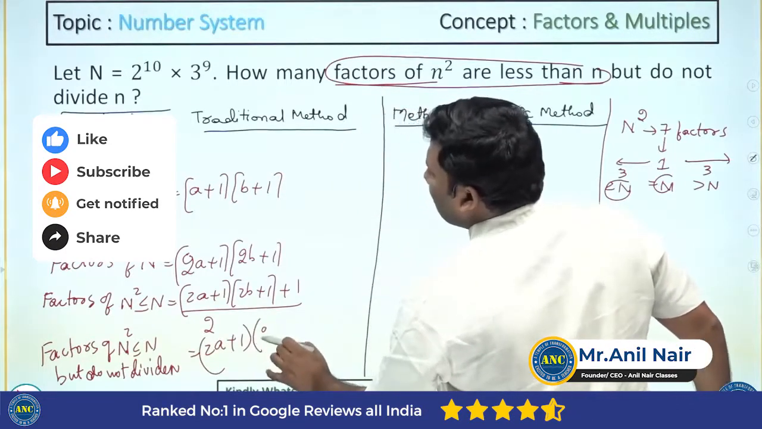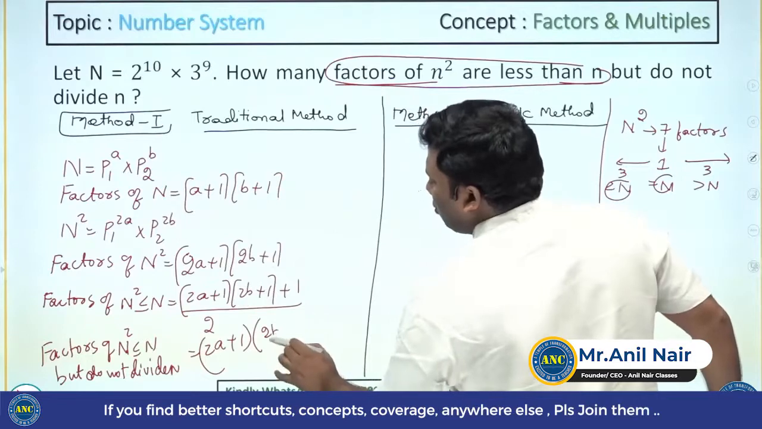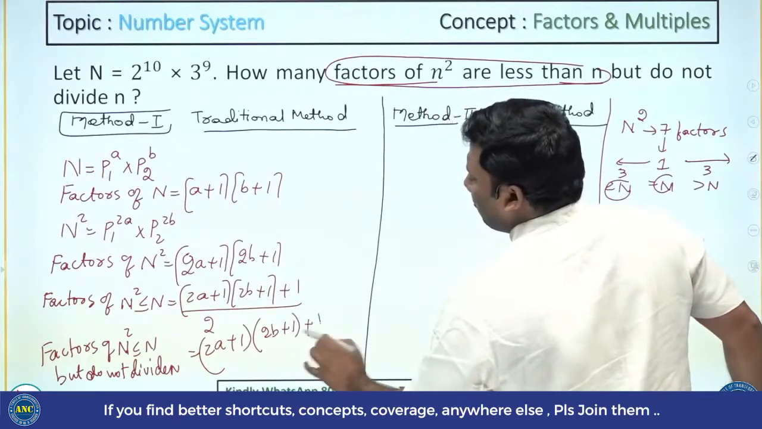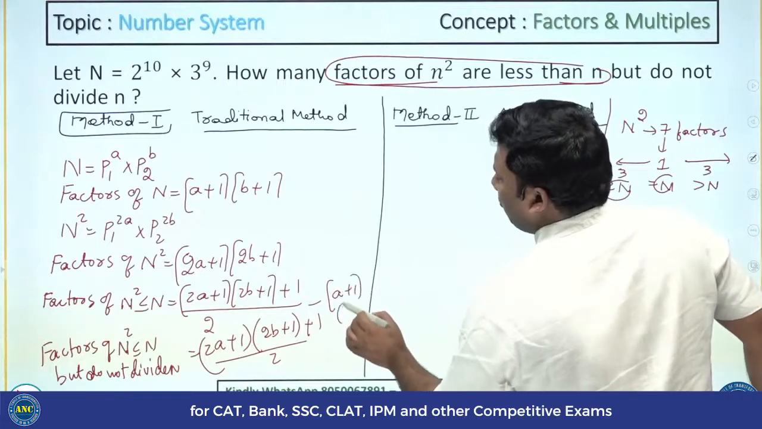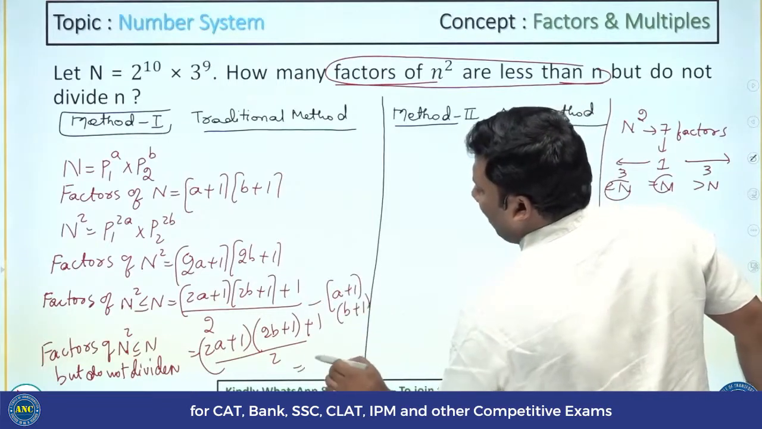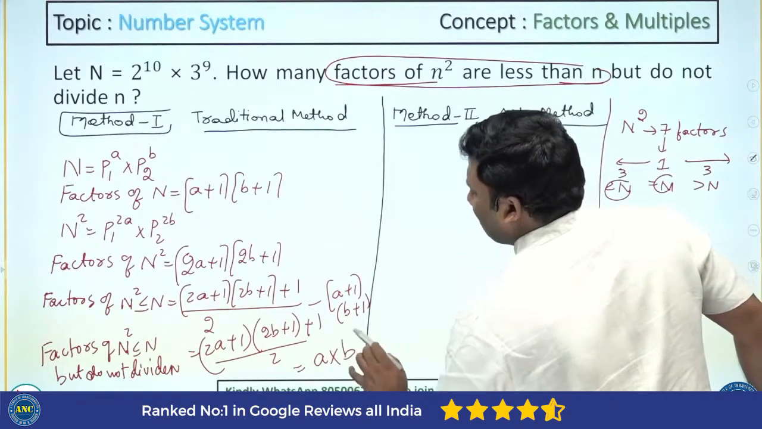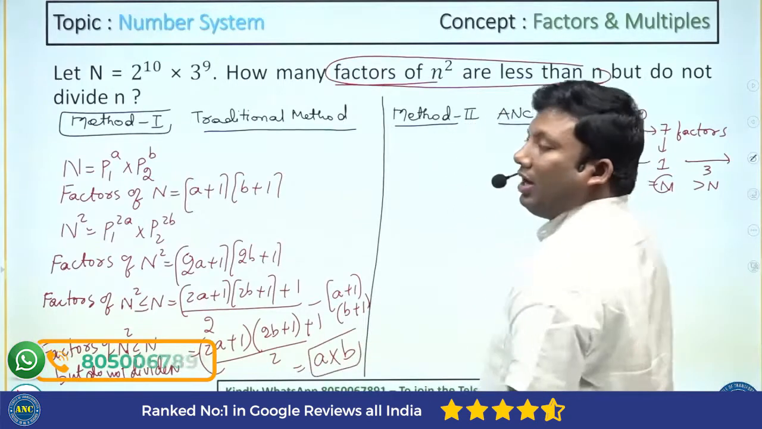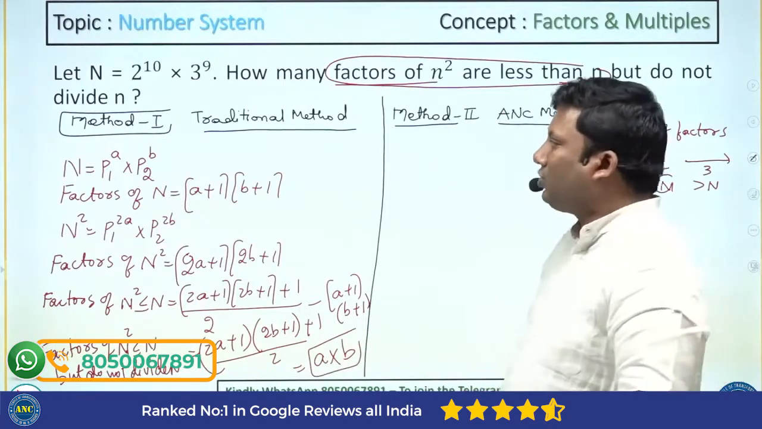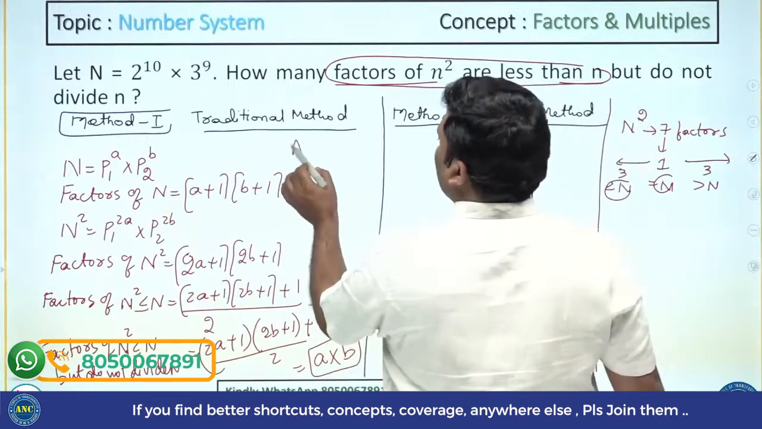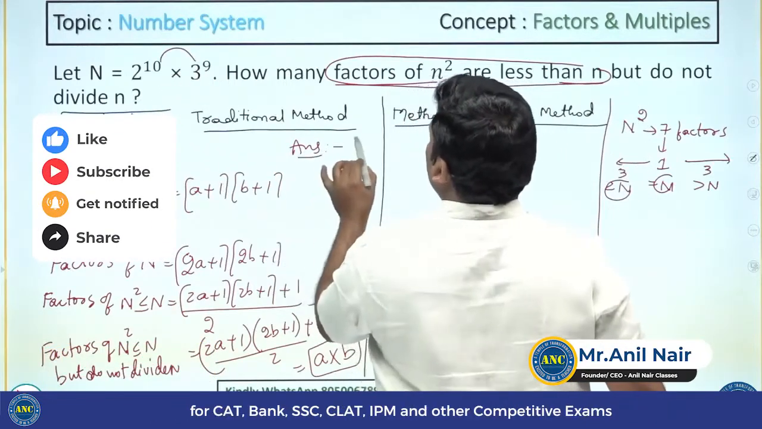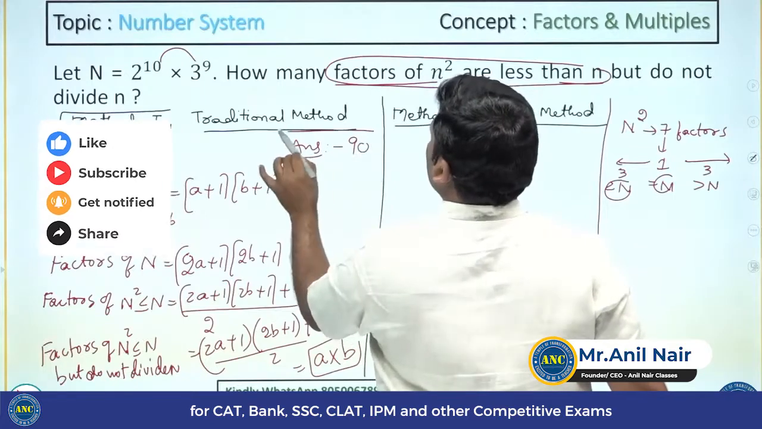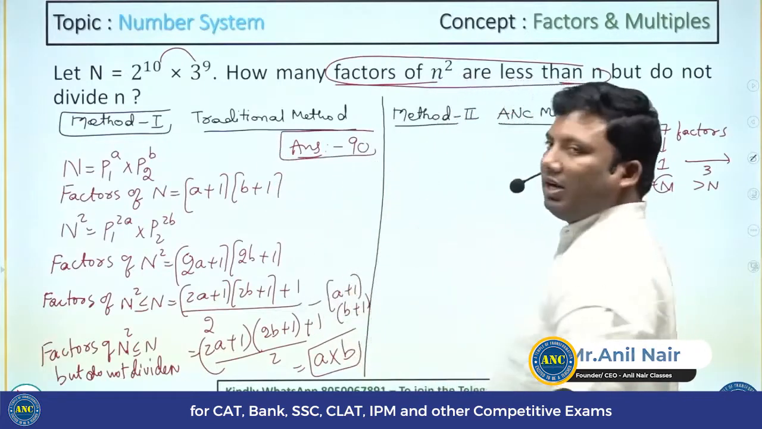Factors of n means these will divide this number. So 2a plus 1, 2b plus 1, plus 1, by 2, minus of a plus 1, b plus 1. If you calculate it, the answer is nothing but a into b. So the answer for this question is, just multiply the powers. 10 nines are 90.